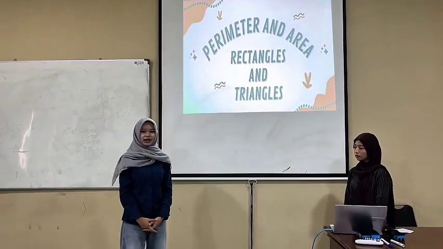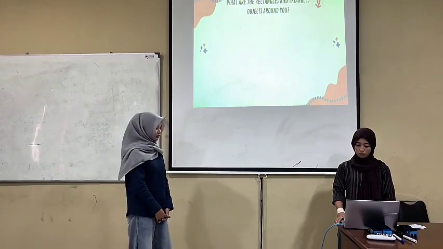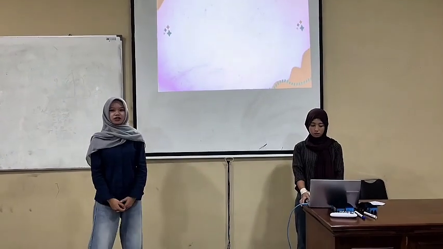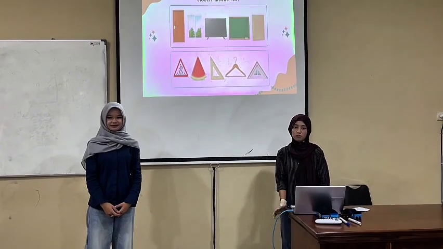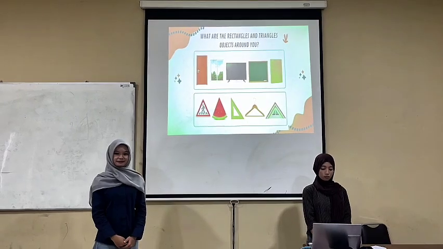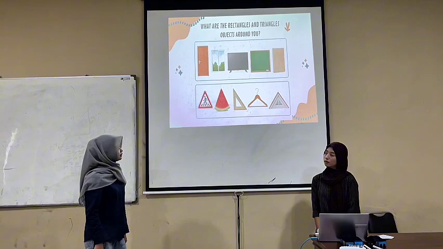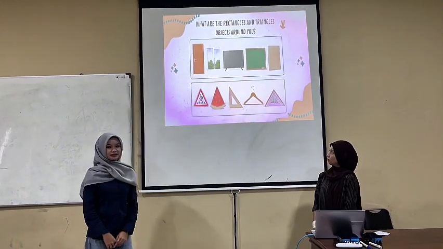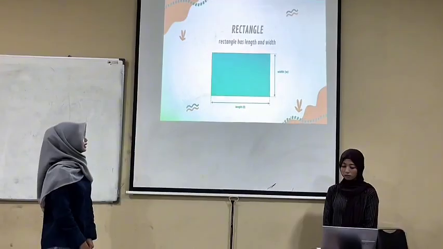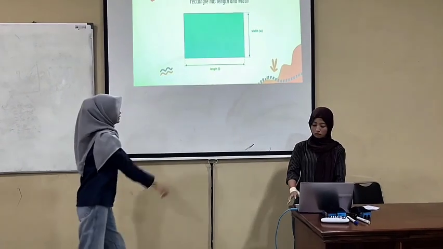So today we will learn about perimeter and area of rectangles and triangles. What are the rectangle and triangle objects around you? Door. Yes. Next. Window, whiteboard, watermelon, ruler. Okay. Next. This is a rectangle. A rectangle has length and width.